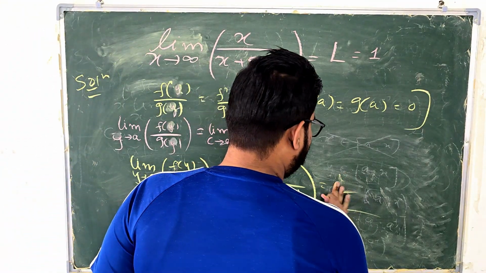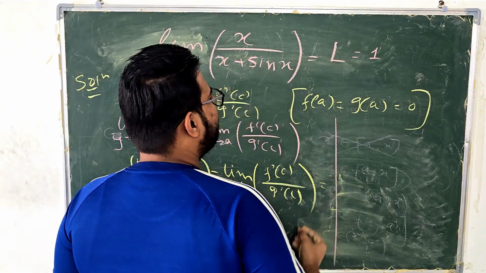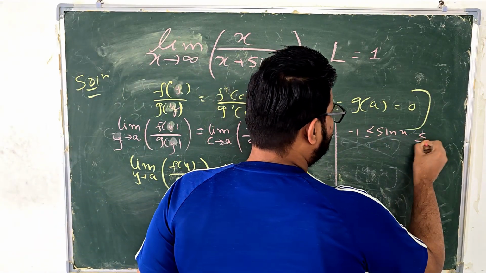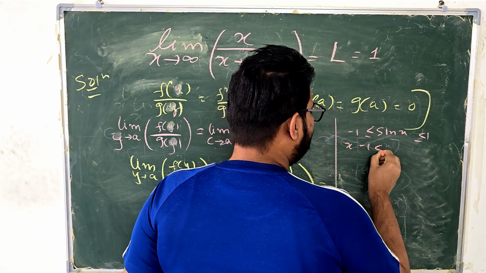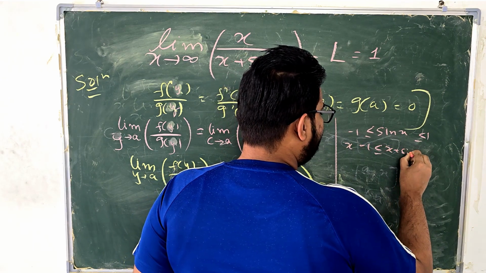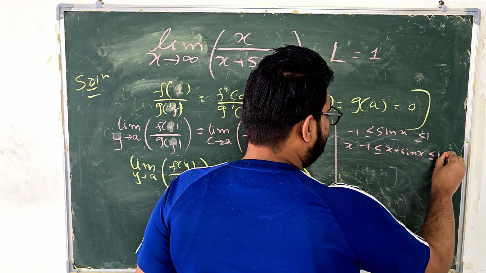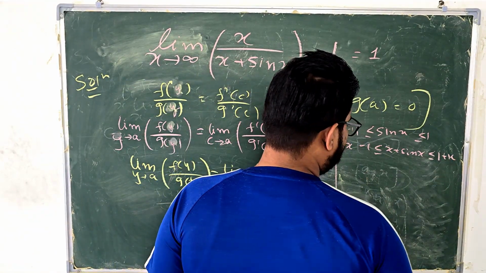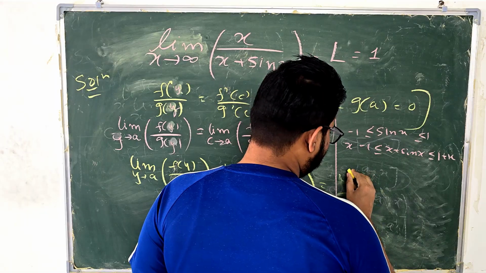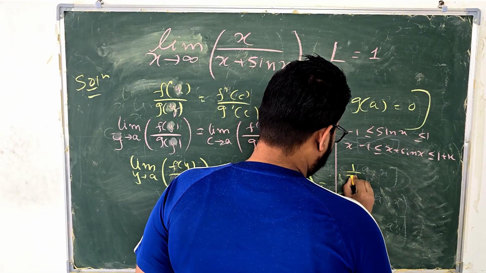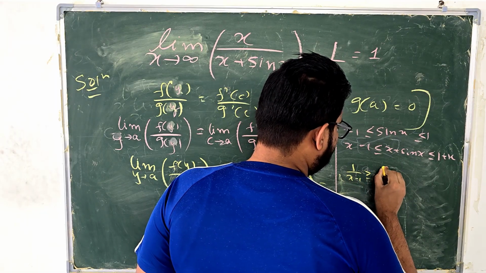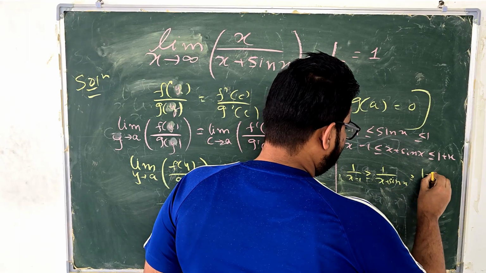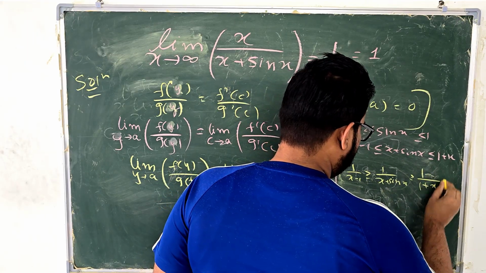And the second thing over here, you can apply another rule also. Sin x is between -1 and 1. So x minus 1 is lying between x plus sin x and 1 plus x, correct? You can now take the inverse on both sides. So you will get 1 upon x minus 1 is greater than 1 upon x plus sin x, which is greater than 1 upon 1 plus x.